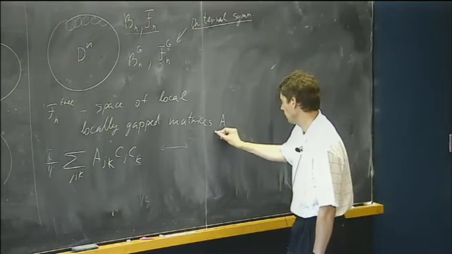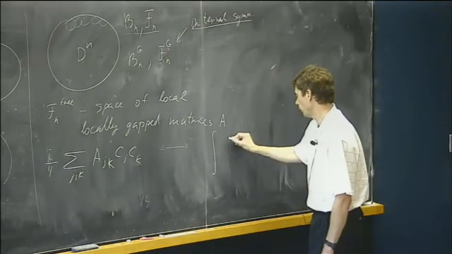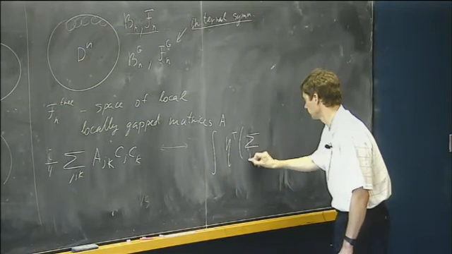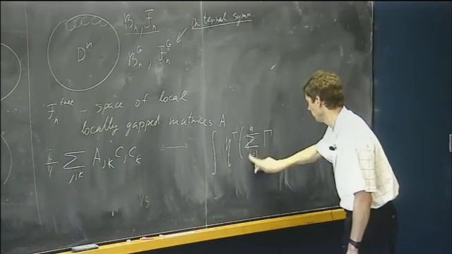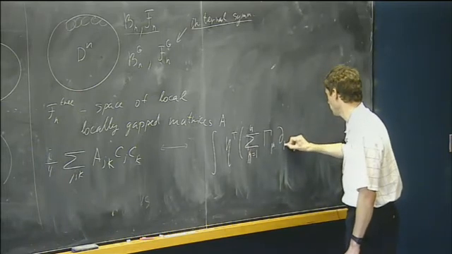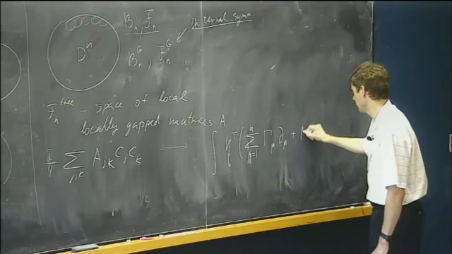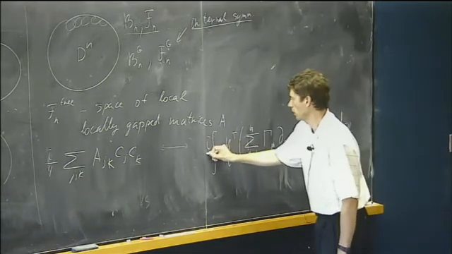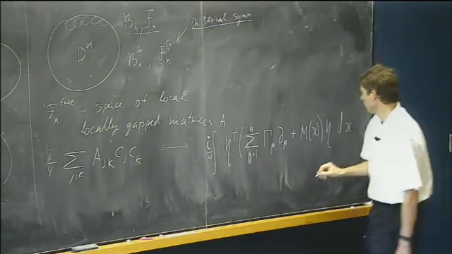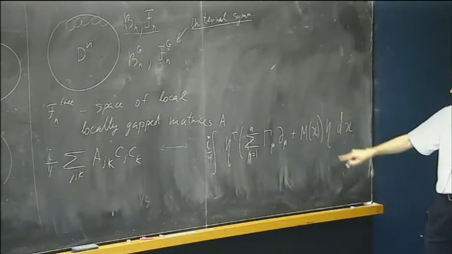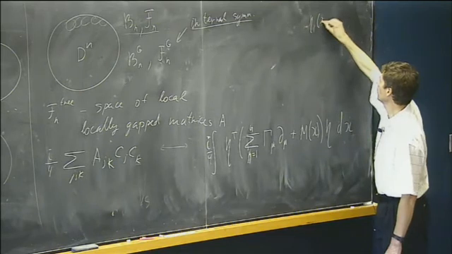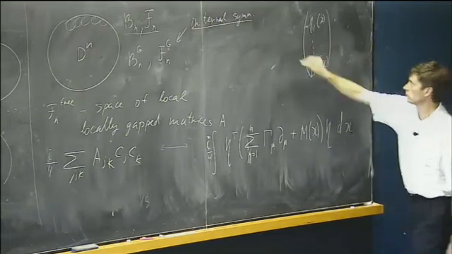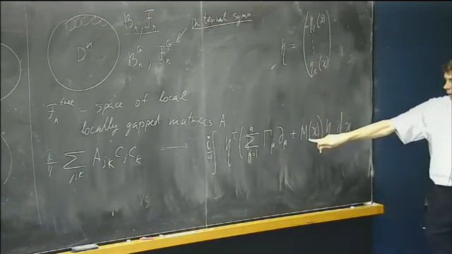It's the integral of eta transposed, gamma mu, d mu, plus m of x, and also this imaginary unit. And this is a column vector of Majorana fields. It's eta 1 of x, eta k of x. And this is a mass term.